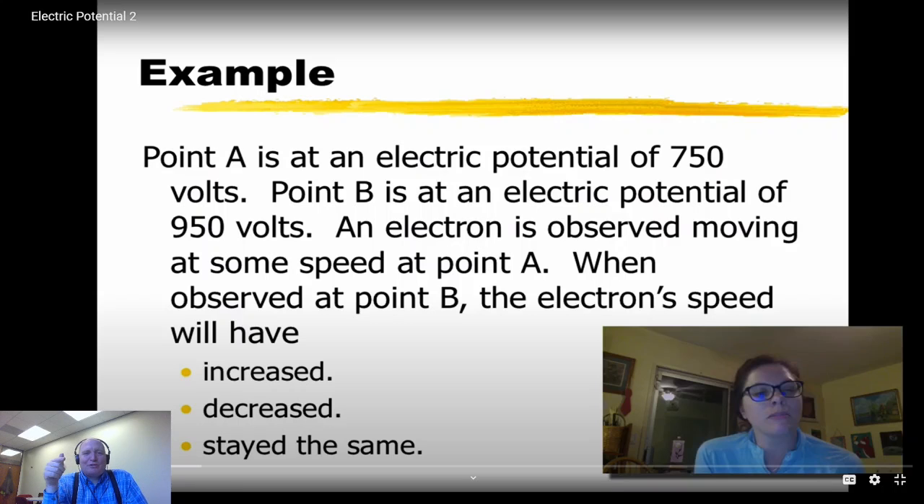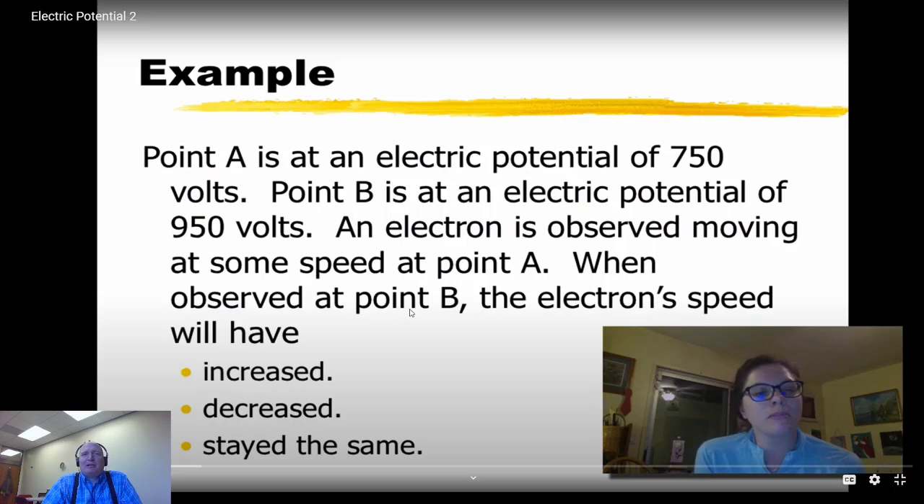So that little hitch was really interesting, because it's funny, as she was reading this sentence, an electron is observed moving at some speed at point A, I was thinking, oh wait, this would be a cool magnetism problem. My brain was just going to magnetism for some reason, and so it was interesting when she sort of paused here.